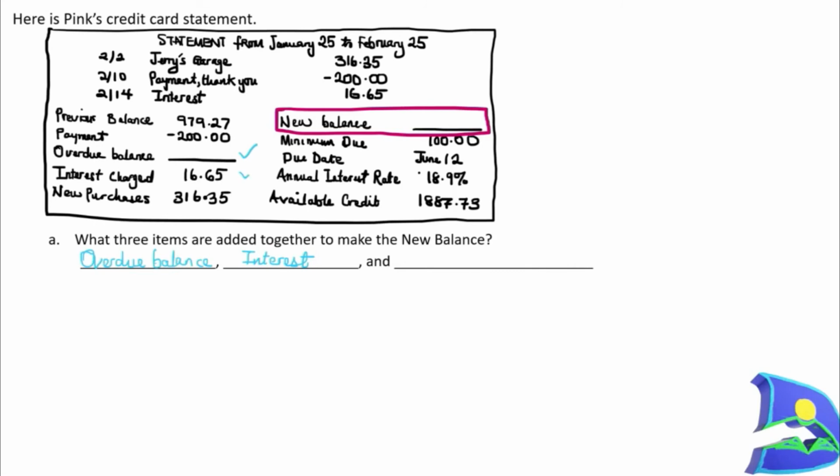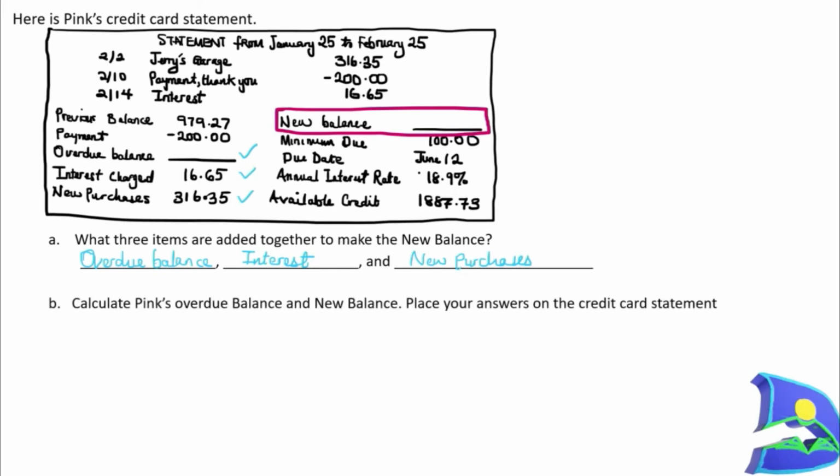And then the next one here is, and finally, the new purchase, which is right over there. And all these three, according to this particular statement, are combined or added to give us the new balance. So the next question here is, one, what is the overdue balance, which is what we have right there, and what is the new balance?